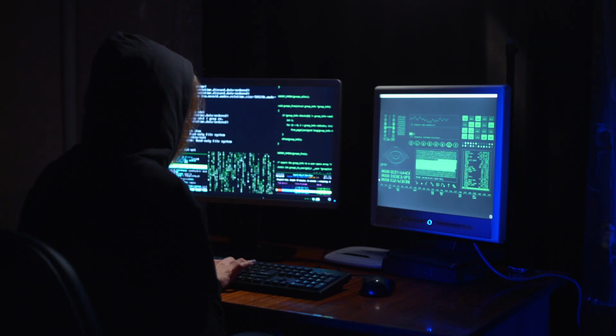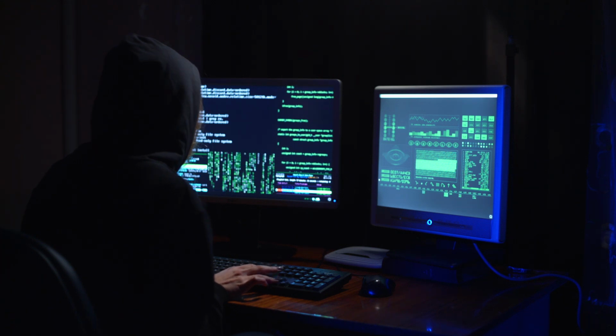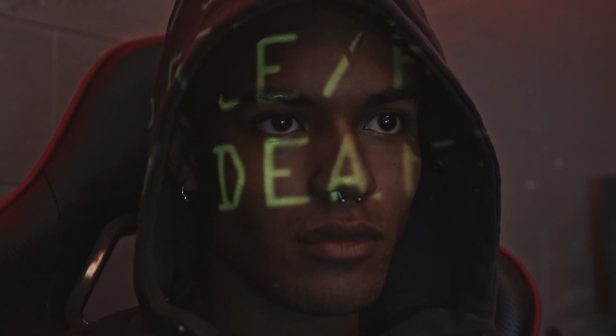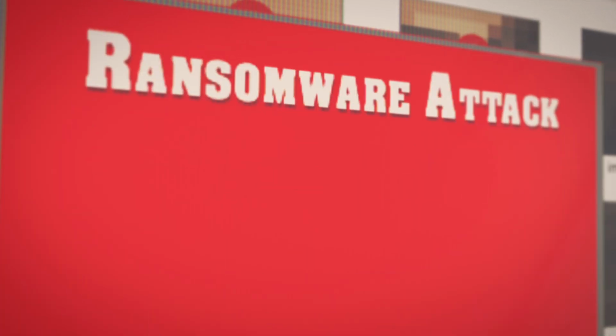Privilege escalation. After gaining initial access, attackers attempt to increase their privileges on the system to gain greater control. Then there's the payload delivery. With elevated privileges, the attacker delivers their malicious payload. This could be ransomware, data extraction tools, or other malware.